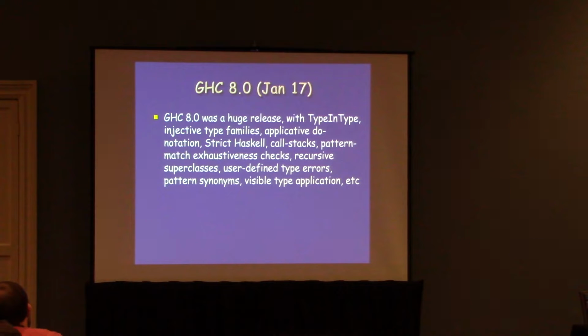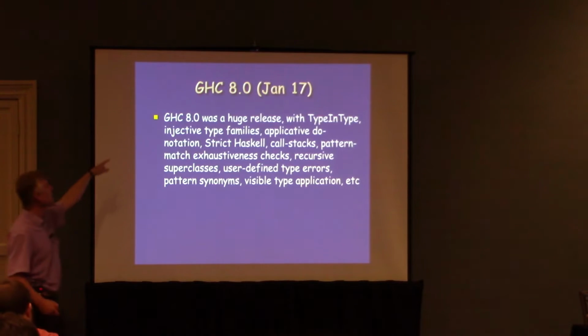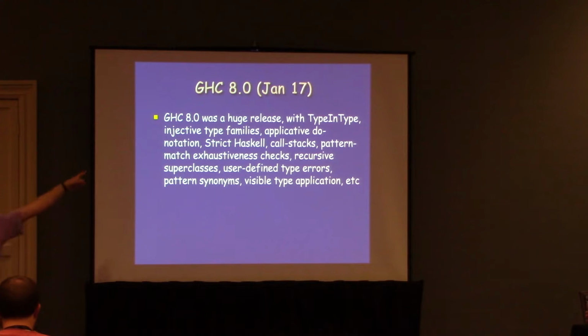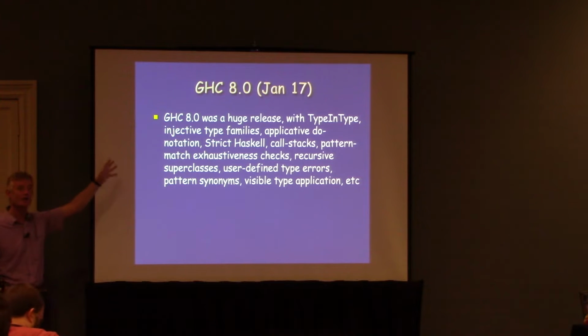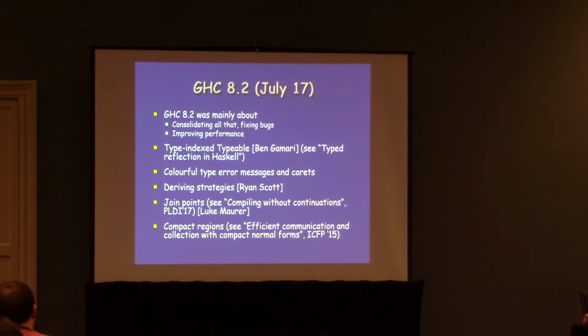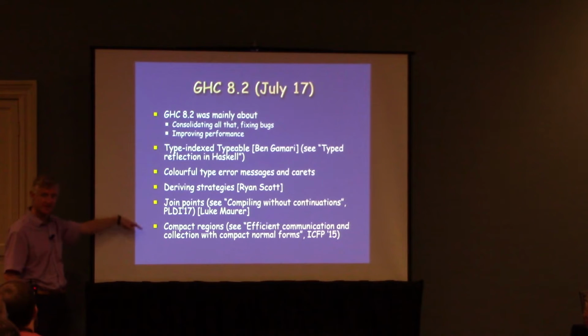So let's see. Just backing up a bit on what we have released so far. GHC 8 came out a year and a half ago, in January 17. It was really a big release. There was a lot of new stuff in GHC 8, particularly this type-in-type stuff, to which I'll come back. It has really taken a long time to get all this stuff settled down. In fact, GHC 8.2, which was 6 months later, was pretty much a consolidation release. There were some quite significant new pieces in GHC 8.2 as well, but not on the same scale as before.